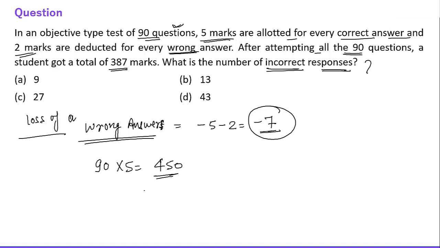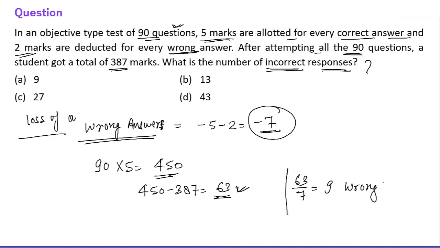And what is the marks you are scoring? You are scoring 387. So 387 is 63 less than the maximum marks, right? So this is due to negative marking, fine. So 63 by 7, so 9 wrong answers. Right, everyone? That's it, right? Okay, total 9 wrong answers. Correct. All right. Now let's move to the other question.